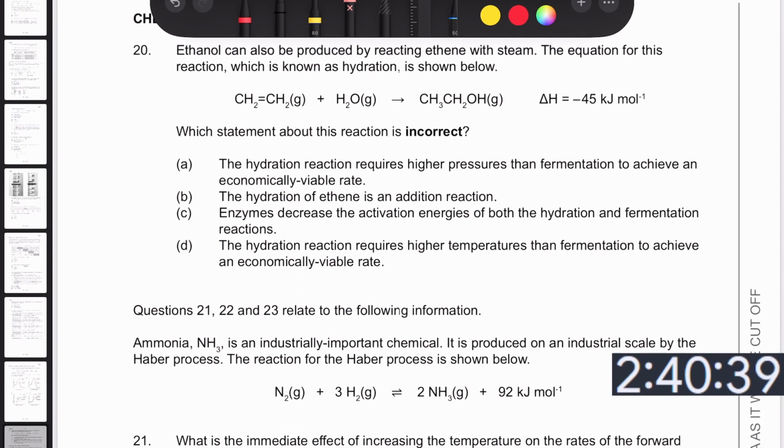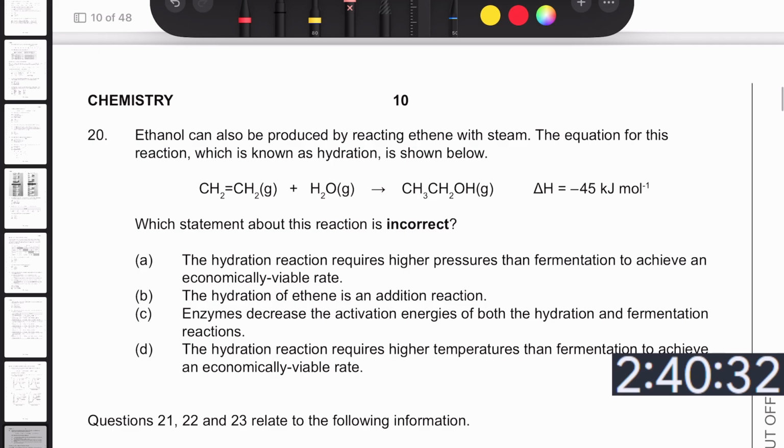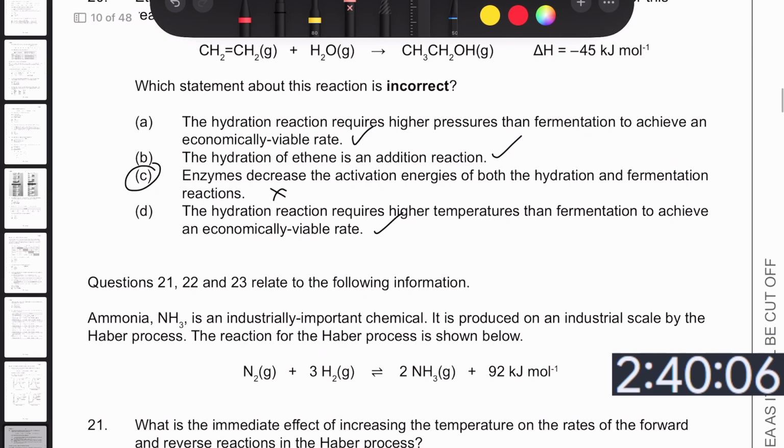Ethanol can be produced by reacting ethene with steam. The equation for this is known as a hydration. It's shown below. Which of these is incorrect? Has higher pressures than fermentation. Yes. The hydration of ethene is an addition reaction. Yes. Enzymes decrease the activation energy of both the hydration and fermentation reactions? No, because enzymes only work with the fermentation. The hydration reaction requires high temperatures and fermentation to achieve. Yes. So C is the one.